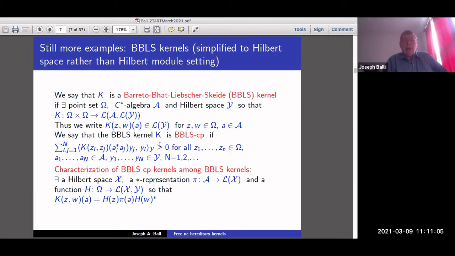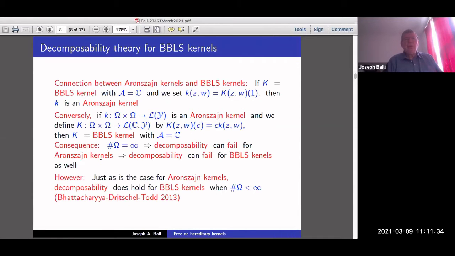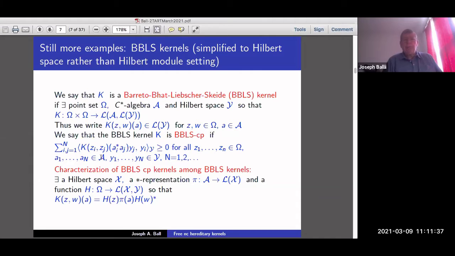Then we say such a kernel is completely positive if this positivity condition holds, which is the same as we saw before if you ignore the A's. So now you have this extra argument A_i star A_j. This was important for their applications, which were all kinds of fancy operator algebra stuff. But what's cute is there's a Kolmogorov decomposition characterization. The characterization is quite definitive.